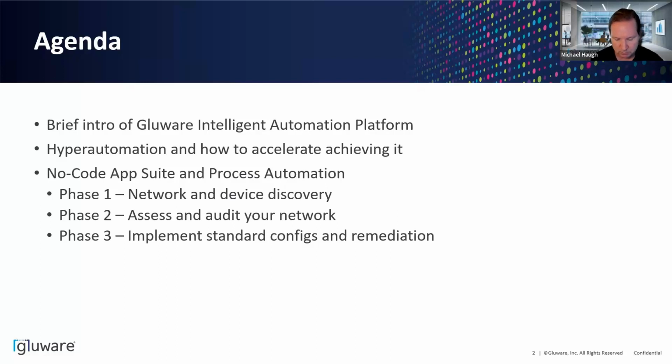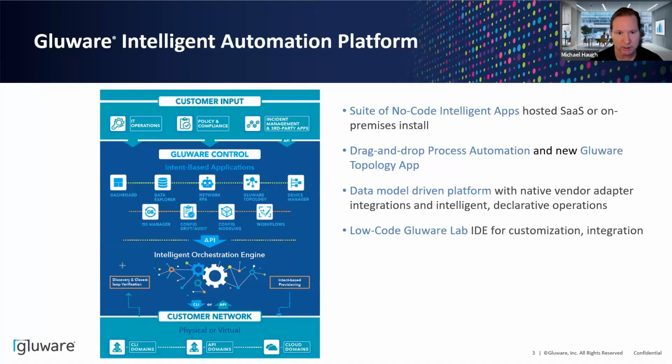automation. So the meat of the material here is around our no-code app suite and the ability to move from, let's say, task or lower level automation to process automation. So we're going to cover that in 3 phases. In phase 1, it's going to be around network and device discovery. In phase 2, around assessment and audit of the network. And then phase 3, implementing standard configs and remediation. So let's go ahead and move on here.